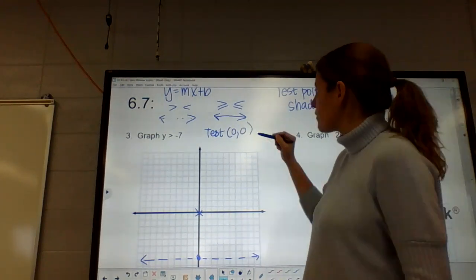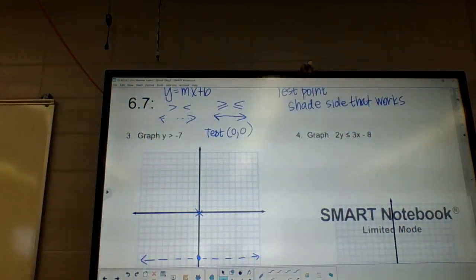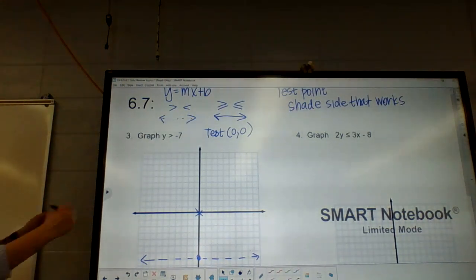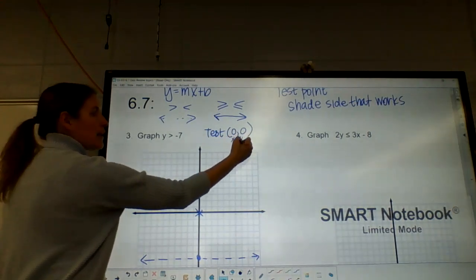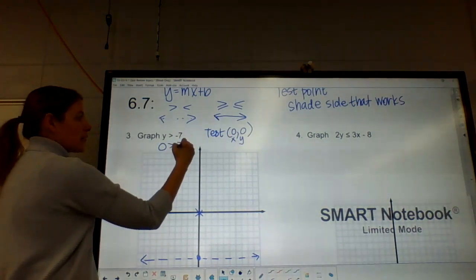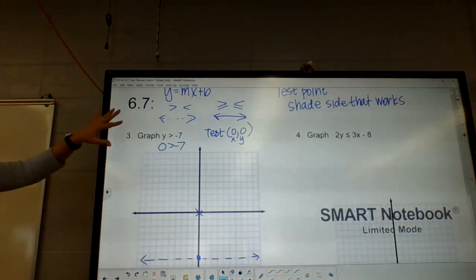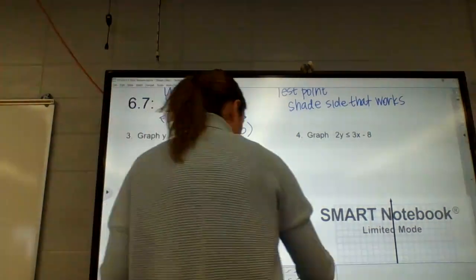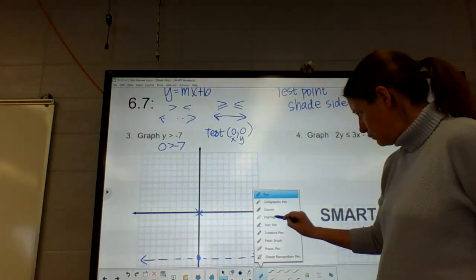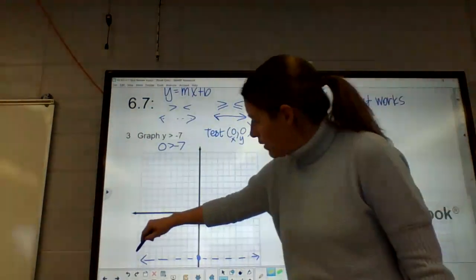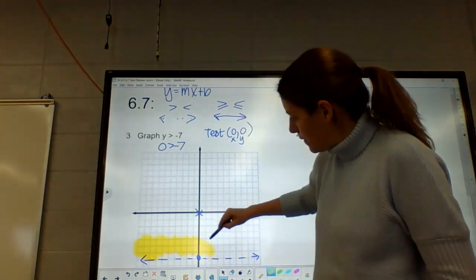I like to test 0, 0, as long as it's not on the line. So we're going to test 0, 0. I'm going to check and see if that works. So y is 0. Is that greater than -7? Yes, it is. So that means I'm going to shade the side of the line that has 0, 0 on it. So I'm going to color this whole top side of the graph.